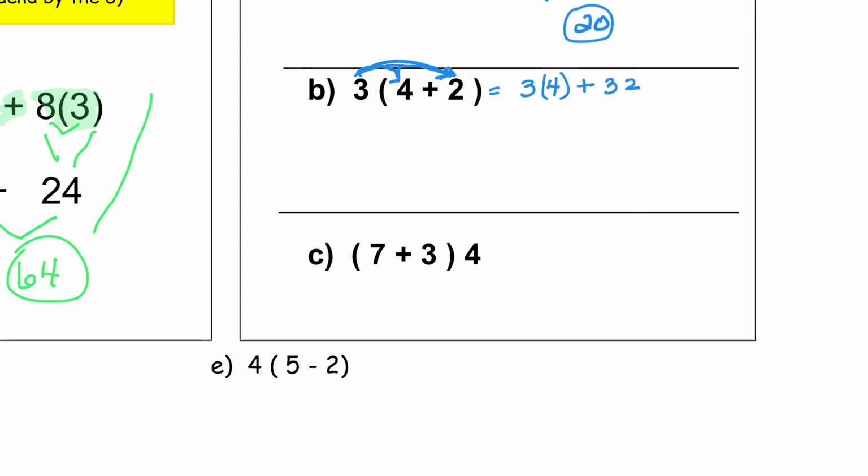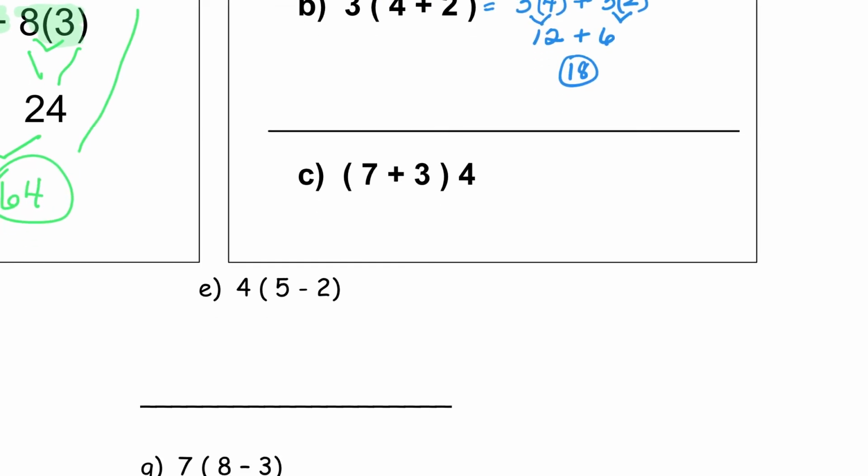Remember, everything in math is fair. So whatever you do to one, you have to do to the other. In this case, we're multiplying each number by 3. Here we go. 3 times 4 is 12, plus 3 times 2 is 6. Final answer is 18. Now let's try letter C.